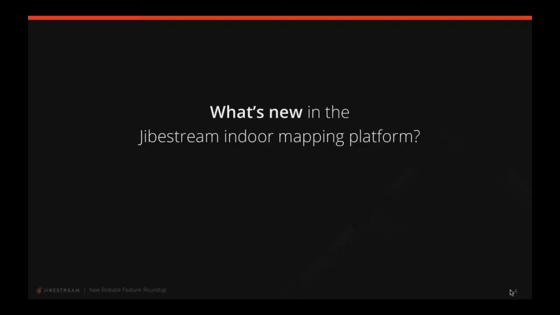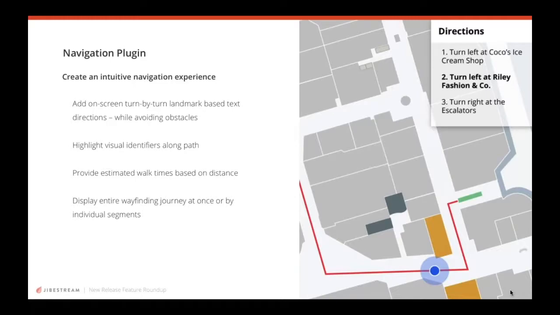Okay, so what's new in the Jibestream indoor mapping platform? So we're going to go through a handful of features, and I'm going to start kicking it off by talking about our navigation plugin. So what we've done is, alongside our software development kits, we've created a navigation plugin, which really enhances the navigation for your end user. And so it includes things like turn-by-turn landmark-based text directions, which essentially means that the text directions do have specific landmarks instead of just saying turn left, turn right.